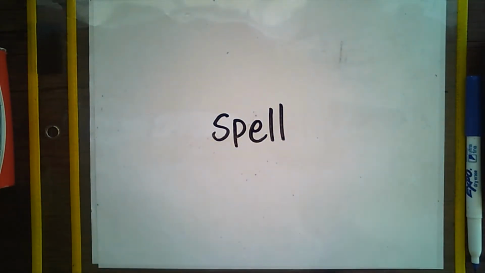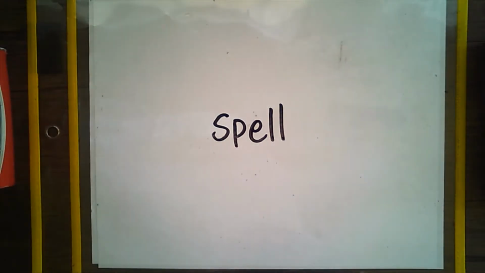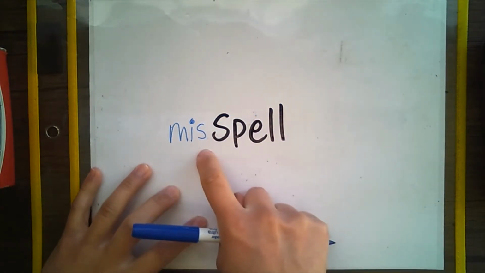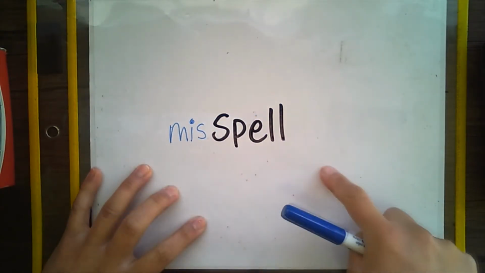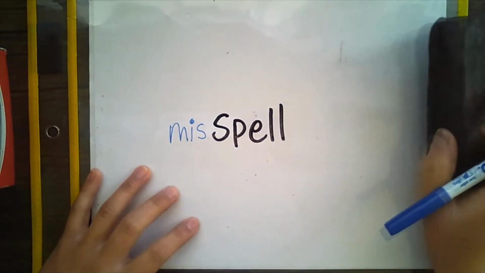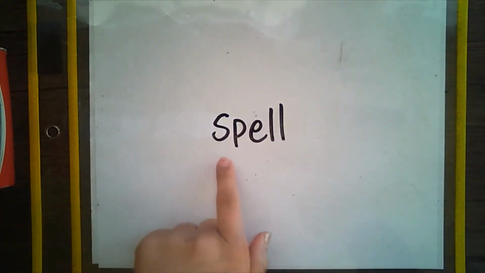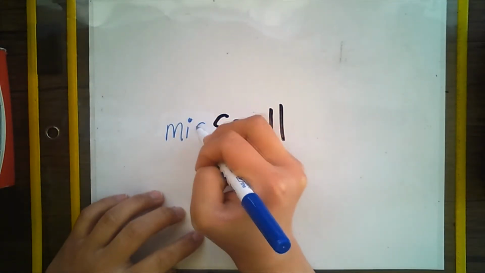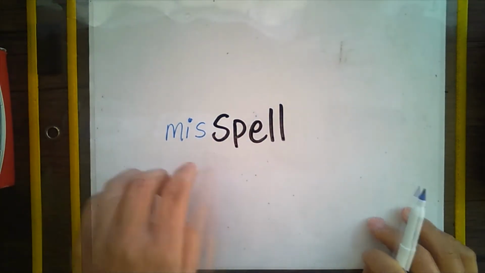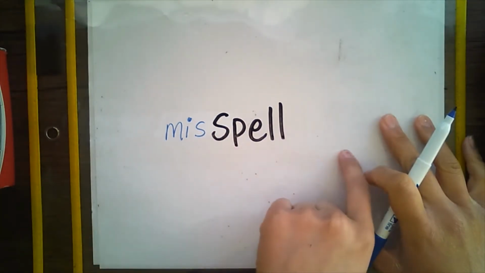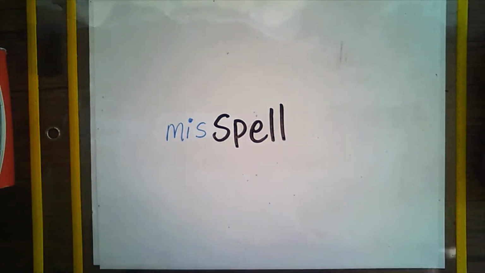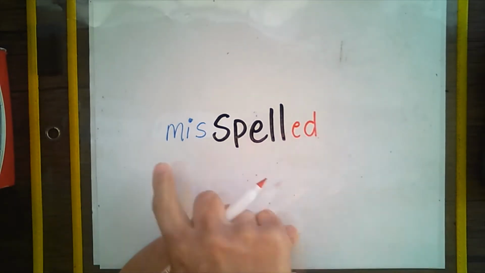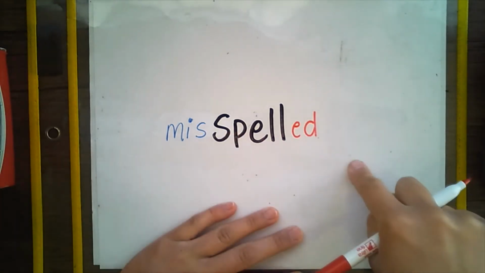Read our base word, spell. Read, miss. Read the whole word, misspell. Base word, spell. Read, miss. Read, misspell. Read, d. Read the whole word, misspelled.